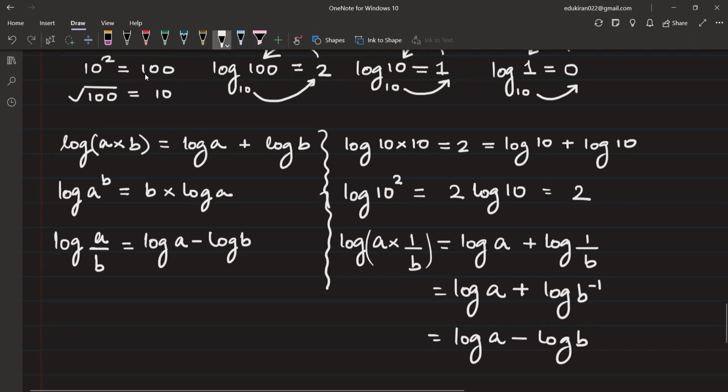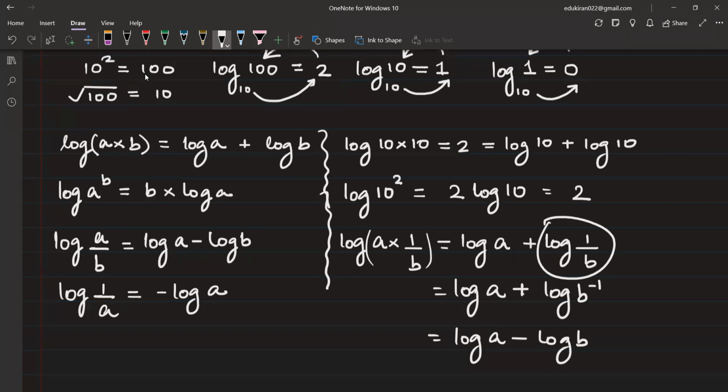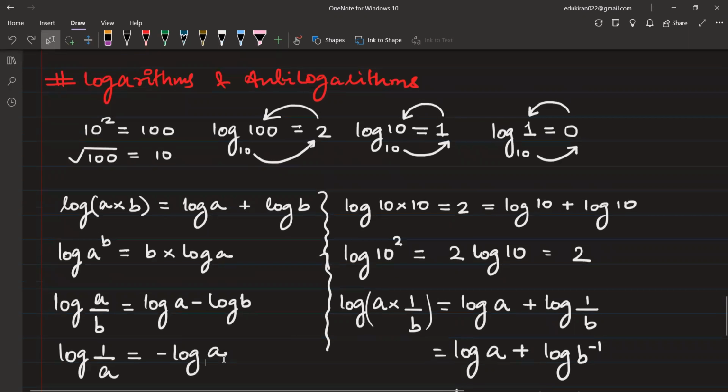Now the last rule, please write log of 1 upon a is equal to minus of log a. As you can see here, log of 1 upon b, it became what? Minus log b. Same, taking the inverse, you bring the minus sign in front, and it becomes that. And here there is 1. So 1 minus 1 upon b will be equal to what? 0 and all, right? So please write these things down about log.